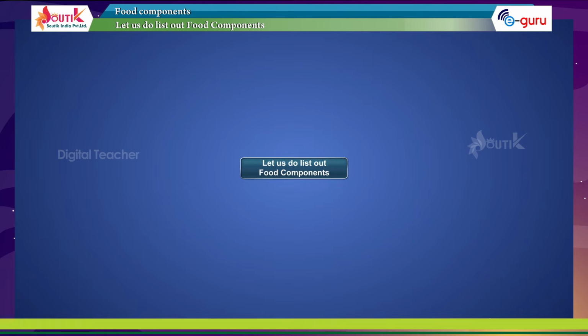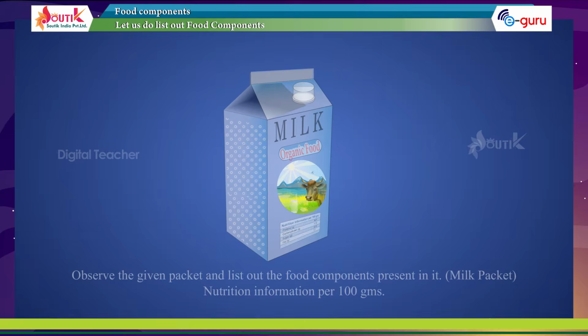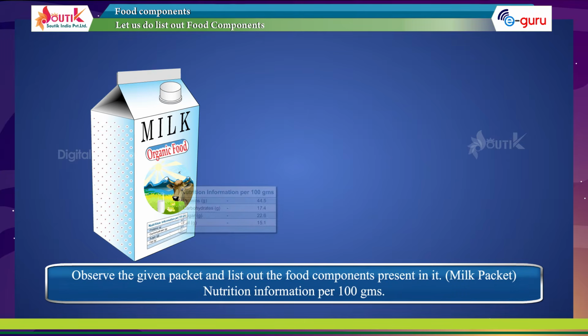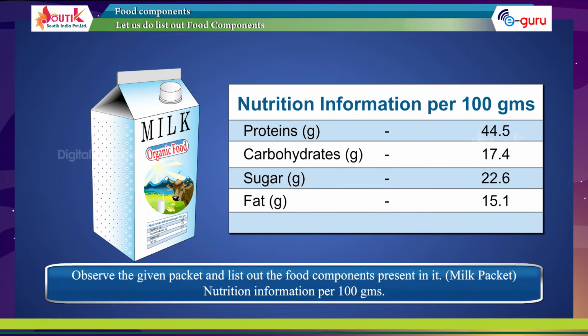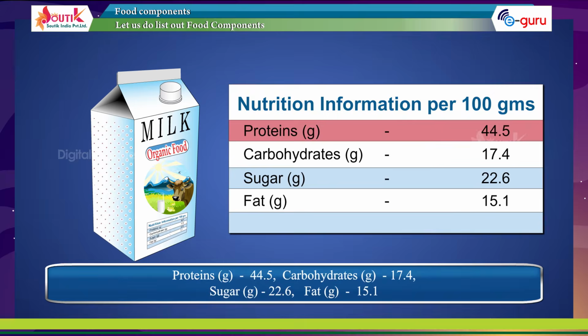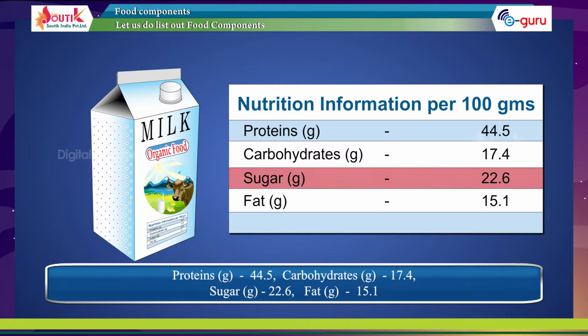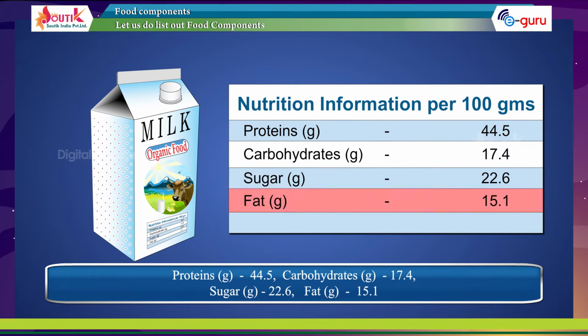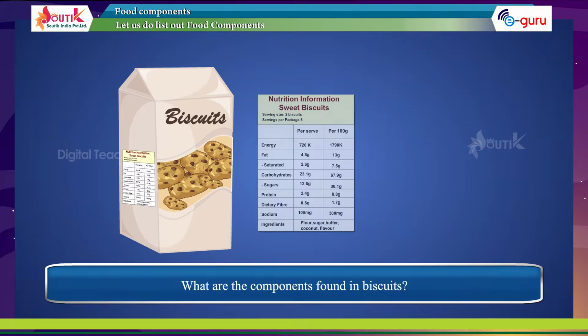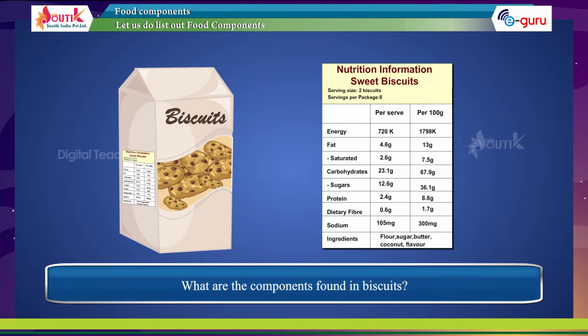Let us list out food components. Observe the given packet and list out the food components present in it. Milk packet. Nutrition information per 100 grams. Proteins 44.5 grams. Carbohydrates 17.4 grams. Sugar 22.6 grams. Fat 15.1 gram.